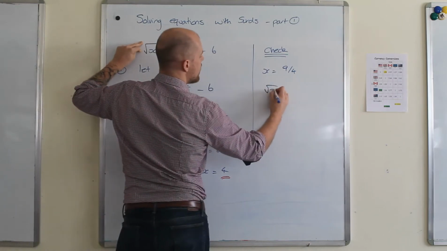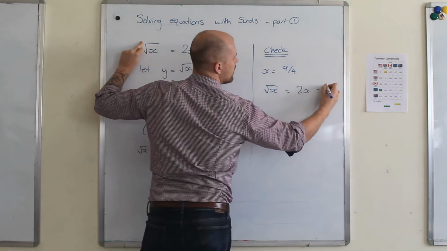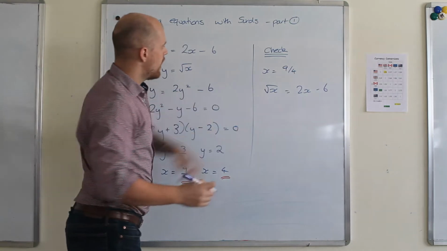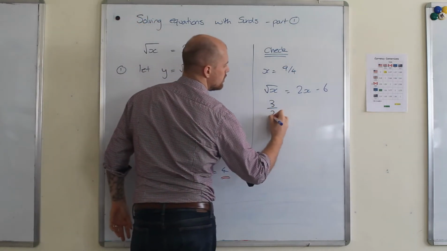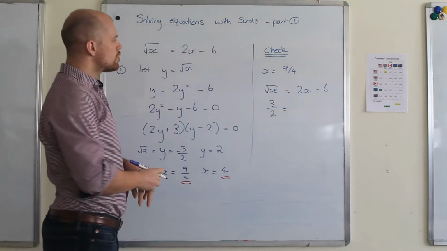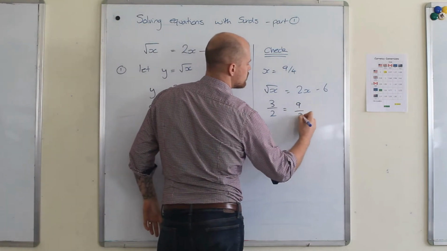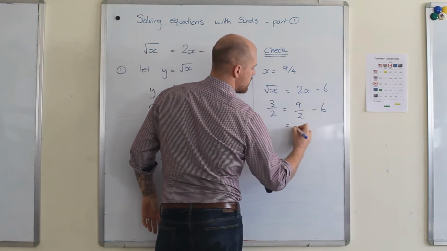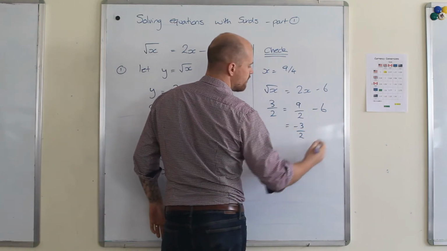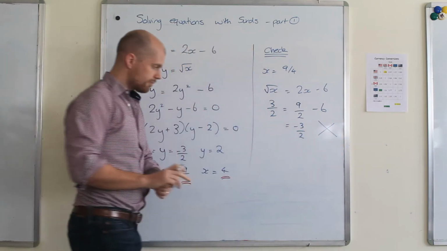So I'm going to put it in root x equals 2x minus 6. So square root x is 3 over 2. And I do 2 lots of 9 over 4. So 2 lots of 9 over 4 is 9 over 2 minus 6, which is minus 3 over 2. So therefore that is not a solution.